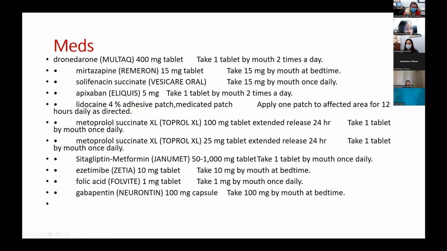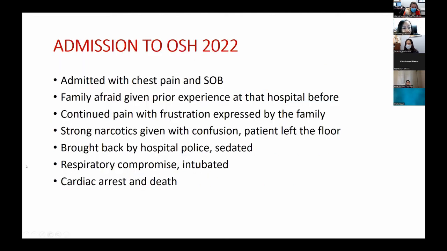So he presented with significant chest pain to that same outside hospital because they lived near that hospital in Brooklyn. He was admitted with chest pain and shortness of breath. The family were afraid of being there given their past experience. And the wife actually called me up to see if I could transfer the patient because they were very, very nervous. But they found out that it was mainly due to sickle cell. And so I couldn't transfer him to my cardiac care.